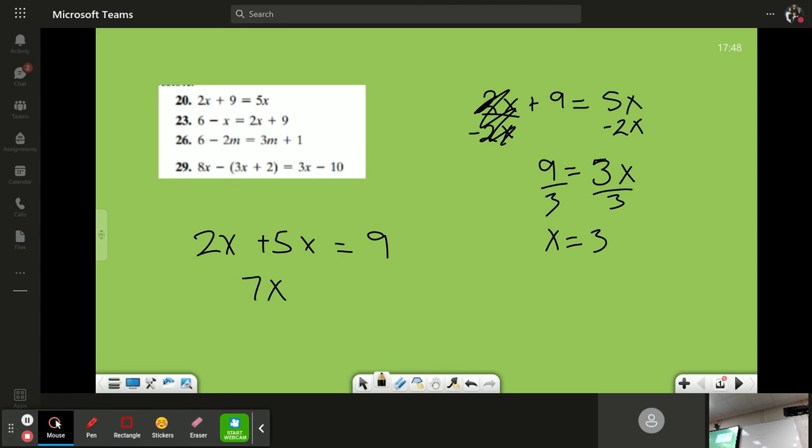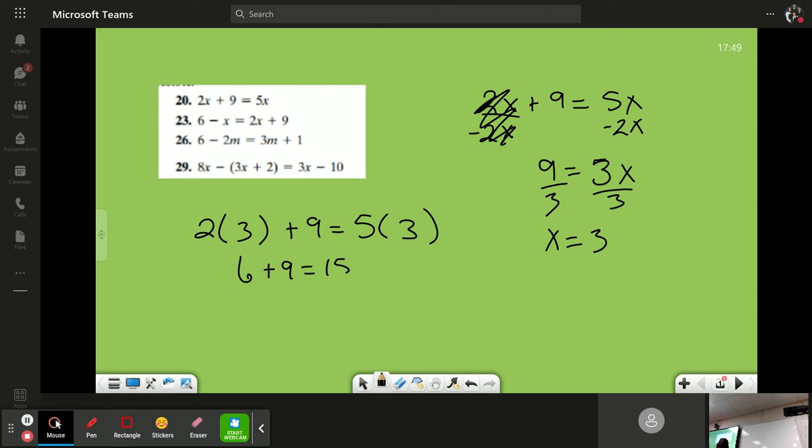Okay? There's my solution. When I want to test it, I'm going to say 2x plus 9 equals 5x, and I'm going to put that 3 in and see. So I'm going to say 2 times 3 plus 9 is equal to 5 times 3. I got to come out with a true statement because that's an equation. That's what an equation is. It's a true statement. So 6 plus 9 equals 15, and 15 equals 15. And through that method, I can turn my test in knowing that I have the problem right. I have the right answer, right?